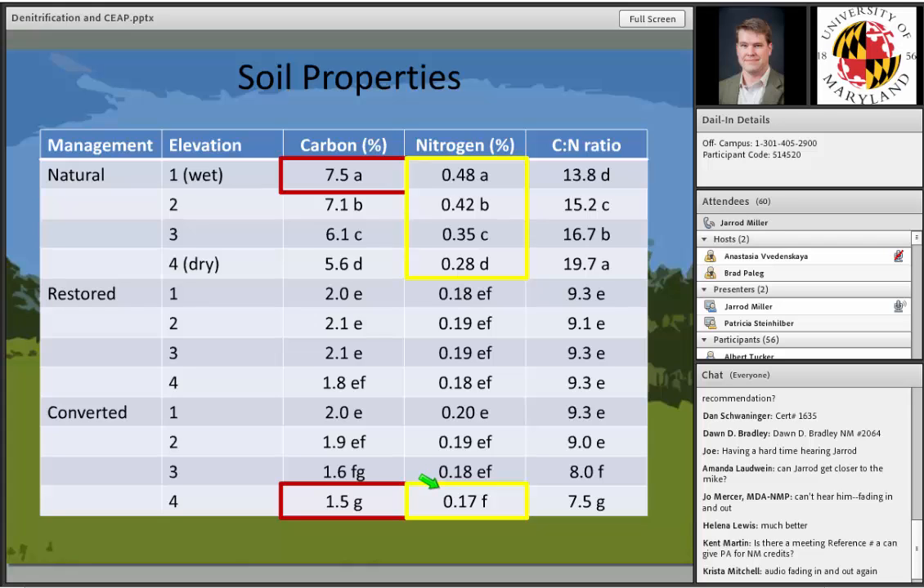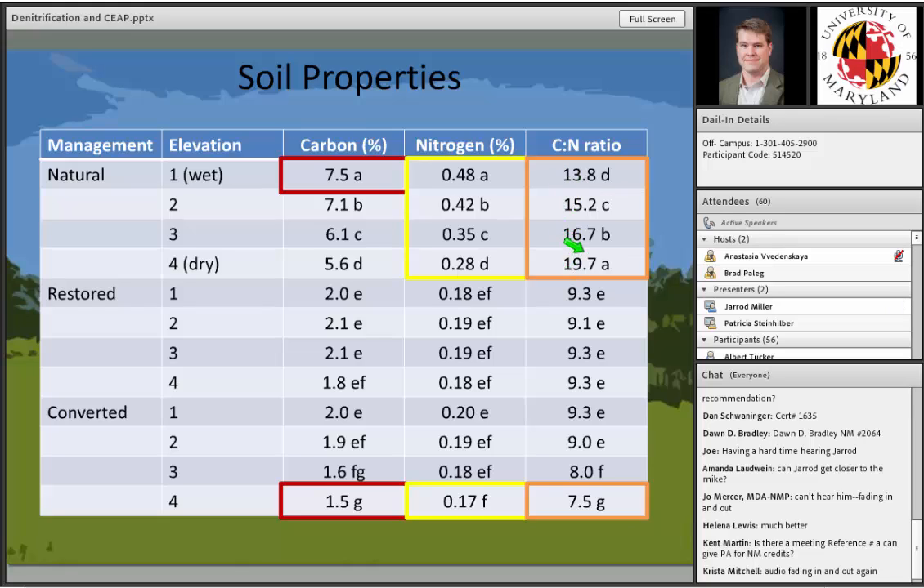C to N ratio overall follows the same trend. Your higher C to N's are actually in the natural, and your lowest are in the converted. And your C to N actually rises as you come up out of here, so you're losing more nitrogen than you are carbon.